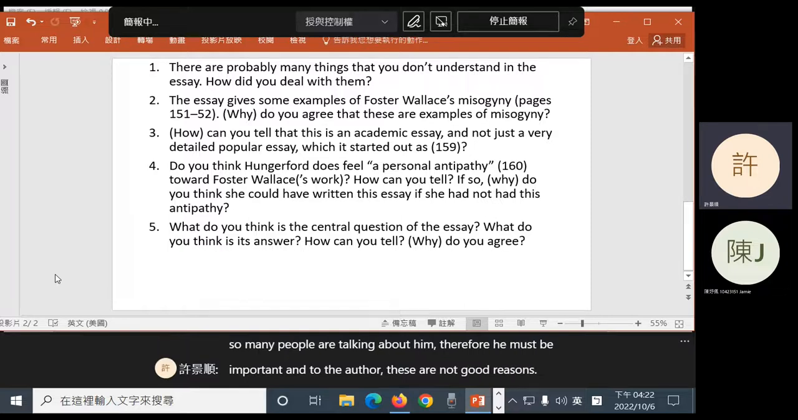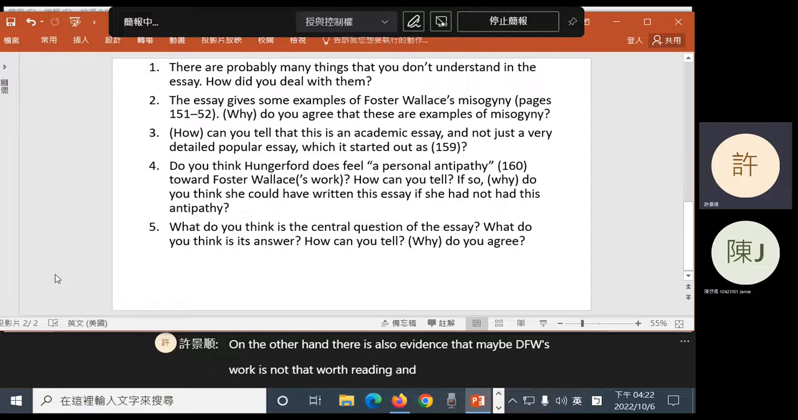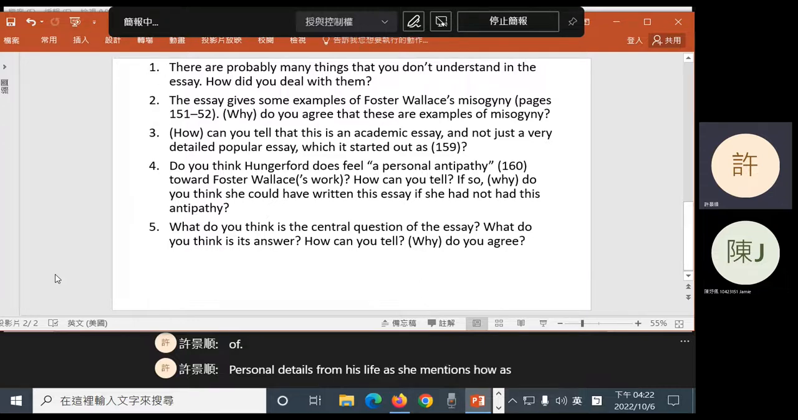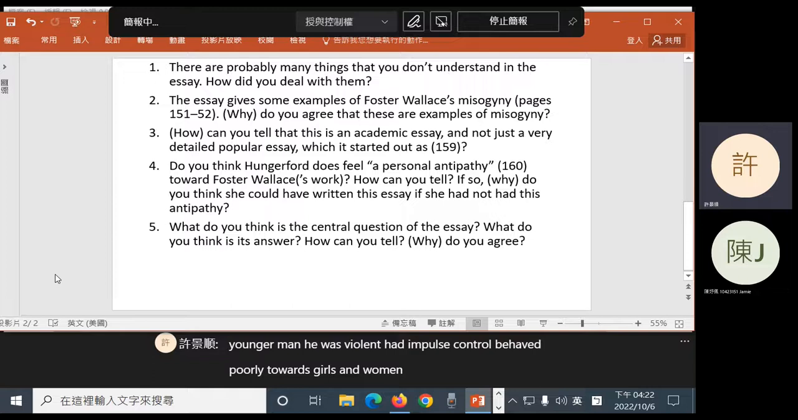On the other hand, there is also evidence that maybe DFW's work is not that worth reading. And here she brings up a lot of personal details from his life. She mentions how, as a younger man, he was violent, had impulse control problems, behaved poorly towards girls and women. He was manic depressive, he was alcoholic, had drug addiction, all of these things. And then she finds in one of his stories a character who thinks about his readers in a similar way that DFW thinks about his fans. And from that comparison, she comes to the conclusion that maybe it makes more sense not to read him.